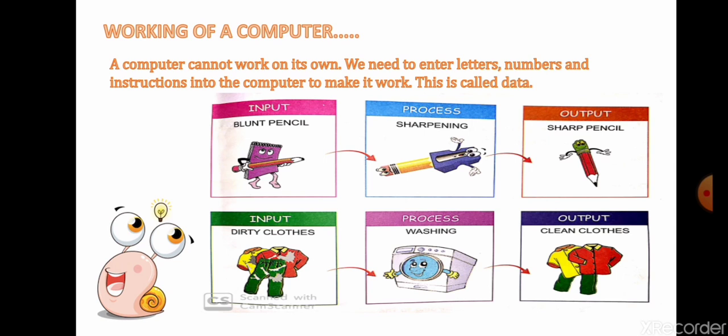Now, let us take another example. When you come back from school, your clothes get dirty. And what do you do then? You give them to your mother to wash. She puts them in the washing machine and the clean clothes come out. The dirty clothes were input. The processing was done in the washing machine, that is process, and the clean clothes that came out are output.